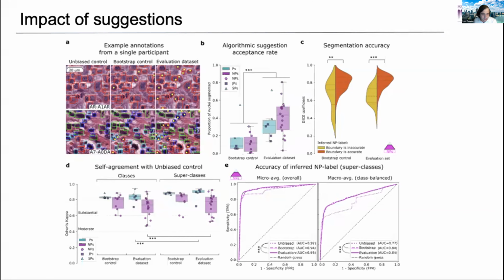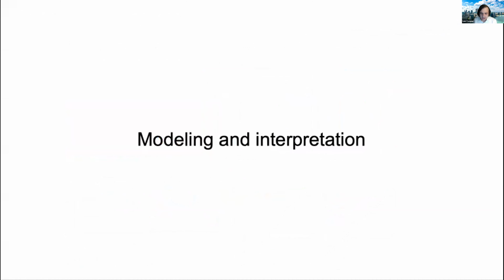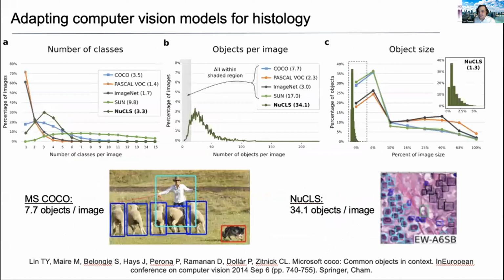Okay, so let me skip ahead here. Let's talk about the modeling and interpretation component. We have this data set with 220,000 annotated nuclei. The next step is to figure out, okay, how do we model this and generate algorithms from this?